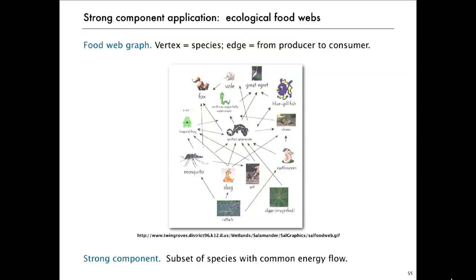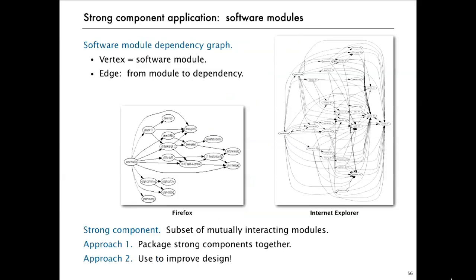So here's an example of a strong component application: the food web graph. This is a very small subset of that graph. The vertices are all the species, and an edge goes from producer to consumer. So if animal A eats animal B, there's an edge from A to B. And what a strong component corresponds to in this graph is a subset of species that have a common energy flow. They mutually eat each other. And that's extremely important in ecological studies.